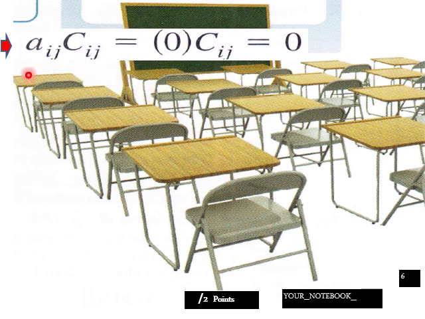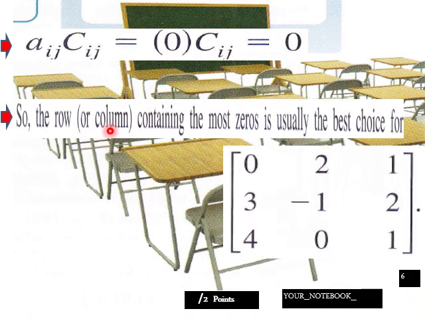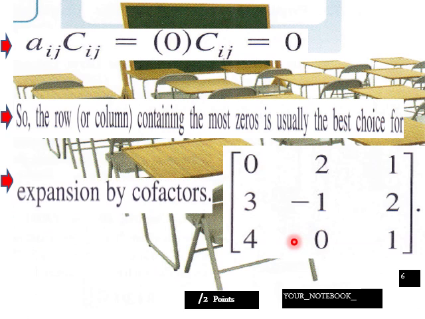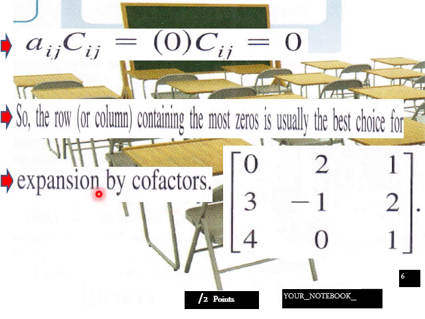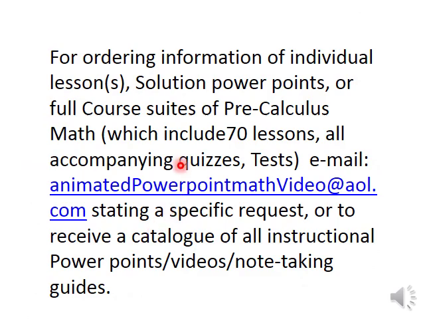Okay, further into your notebook, Aij Cij equals 0 times Cij will equal 0. So that proves that. So the row or column containing the most zeros is usually the best choice. So we got 0 here. Is usually the best choice for expansion by cofactors. And that is your 7.7 Part 2 classwork.